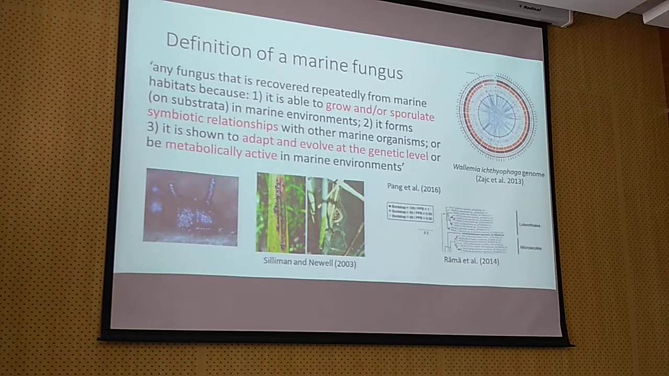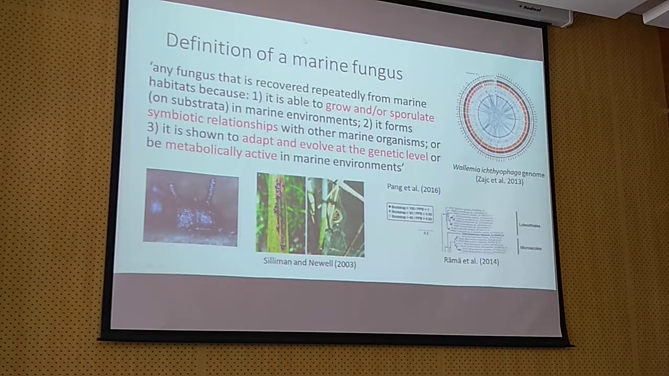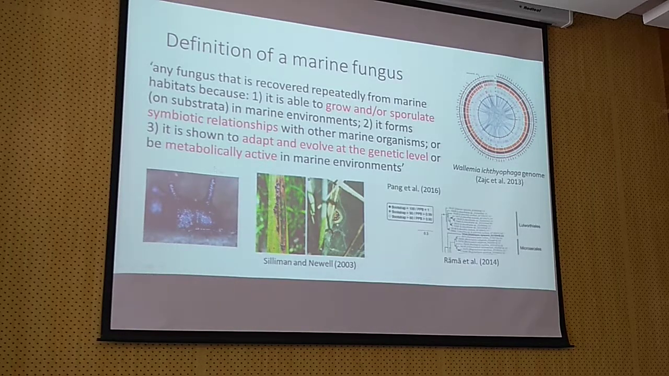Basically, we have three criteria for defining a marine fungus. The first criterion is if they are able to grow and sporulate in the marine environment, we call them marine fungi. So this is a fruiting body that you can find on the organic substrate in the marine environment. It's just like a mushroom growing on a piece of wood.